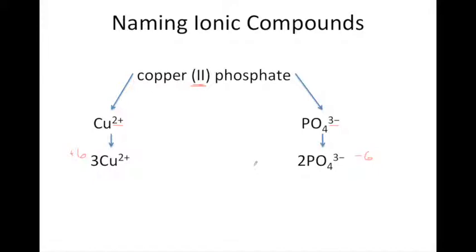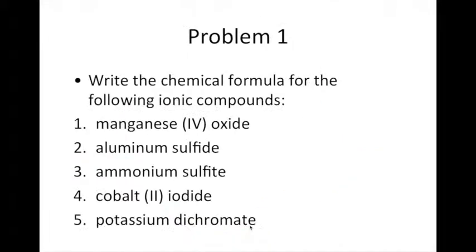Now we put them together in the correct chemical formula. Coppers, we need 3 of those, so Cu with the subscript 3. Phosphate, we need 2 of, and it's polyatomic, so we put parentheses with the 2 outside. So this would be the correct chemical formula for copper 2 phosphate. So pause the video and see if you can follow those steps. Again, don't try to write the chemical formula until you follow those steps carefully, and see if you can write the chemical formula for these 5 ionic compounds.